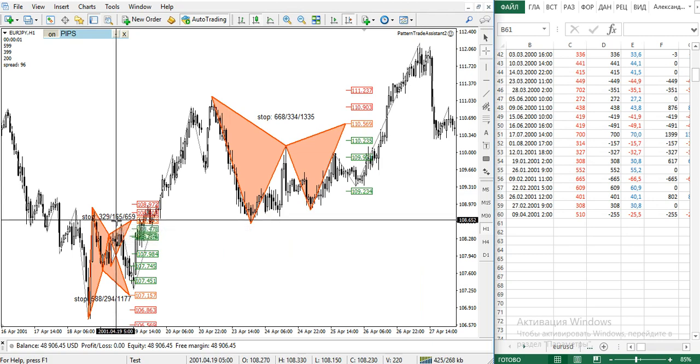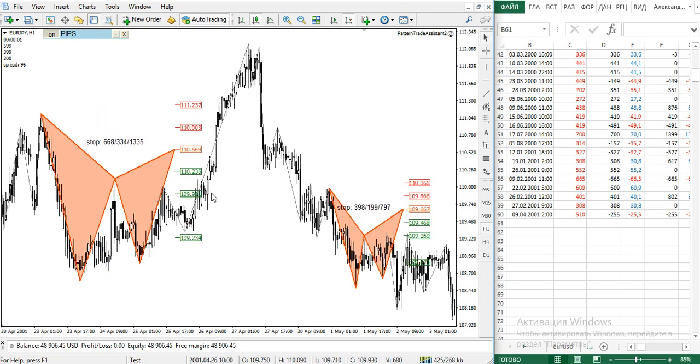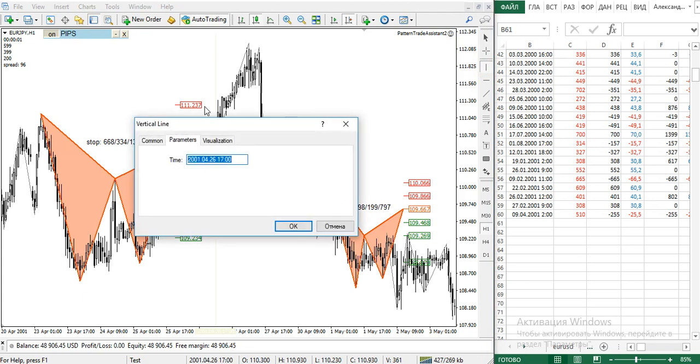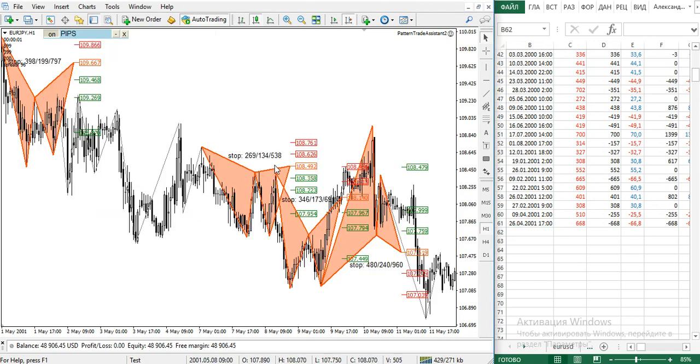This one is early entry. You see, this one is also early entry. And this one is not early entry. Okay, so we have this candle. $66.8 full stop loss, minus $66.8, minus $66.8. That's okay. Early completion.